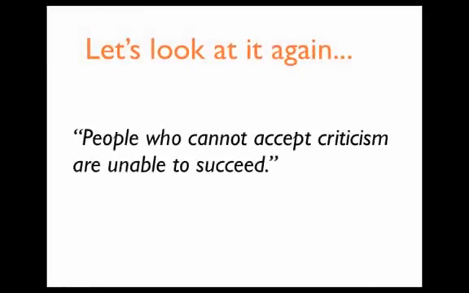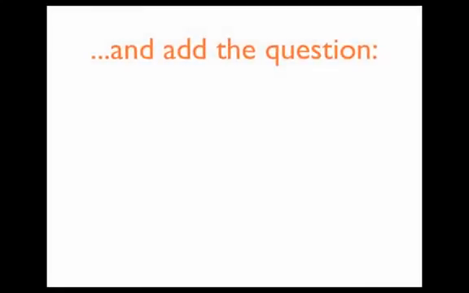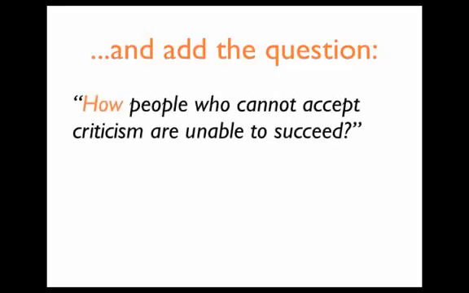Let's look at the topic sentence again. People who cannot accept criticism are unable to succeed. Very good. And let's add the question. Now let's add the question how first. How people who cannot accept criticism are unable to succeed? Now I understand that this is not very good English to ask a question like that. So we're going to paraphrase it a little bit, and make it a little bit shorter and say, how are people unable to succeed? Now does it sound like a legitimate question to you?